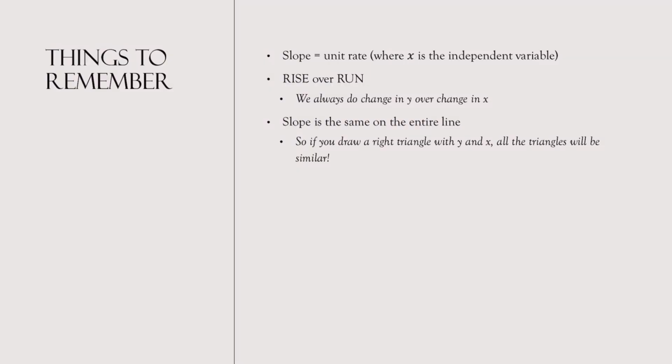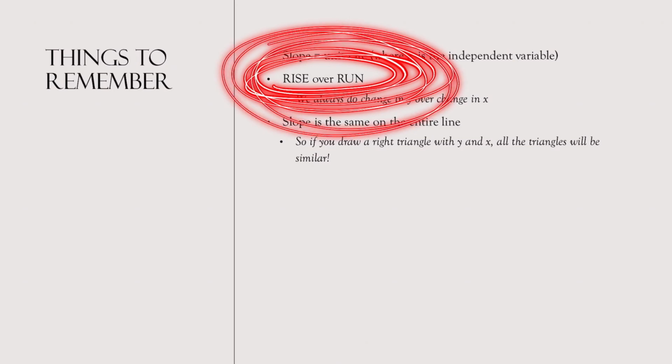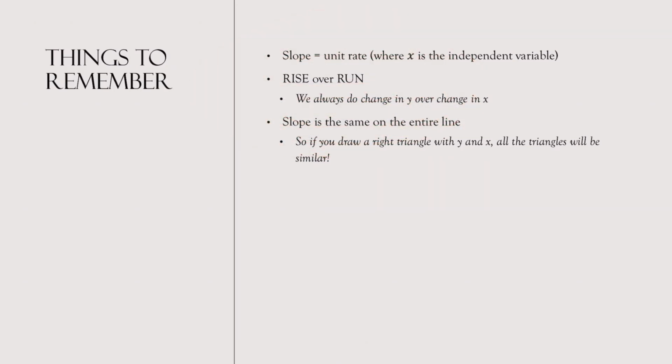So some things to remember. The slope is the same as the unit rate, where x is the independent variable. I didn't talk about that a lot in the video, but x is always your independent variable. It's a standard thing throughout mathematics, so your x-axis always represents your independent variable. And remember, rise over run. I cannot stress that enough. We always do change in y over change in x. Y always goes on top, x always goes on the bottom. Slope is the same on the entire line. So if you have a right triangle, all the triangles will be similar, no matter where you have your 2 points.